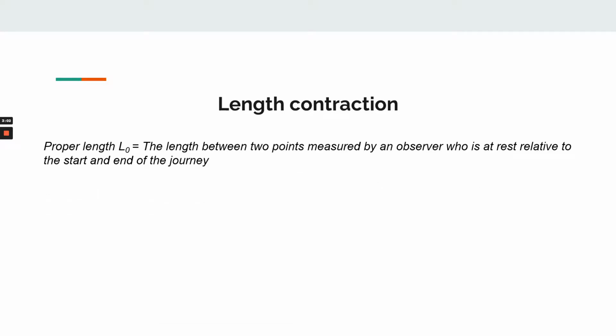So now let's talk about length contraction. Length contraction happens because of the first postulate, which is that the speed of light is constant in any frame of reference. When approaching the speed of light, space changes as well as time, so at faster speeds, distances will appear shorter. Let us define something called proper length, which is the length between 2 points measured by an observer who is at rest relative to the start and end of the journey.